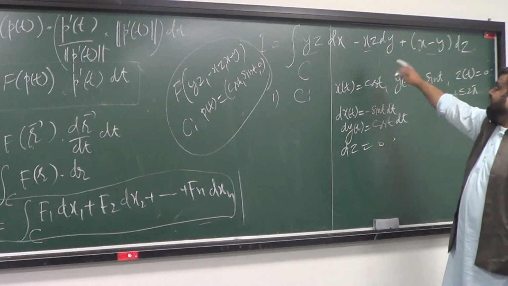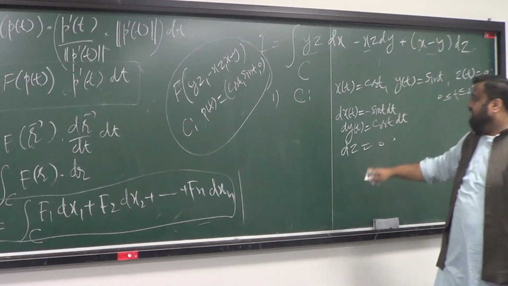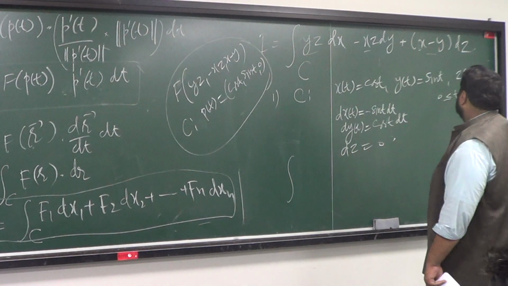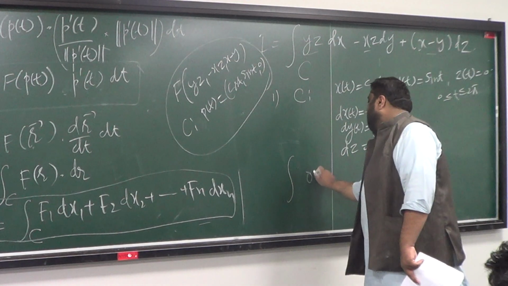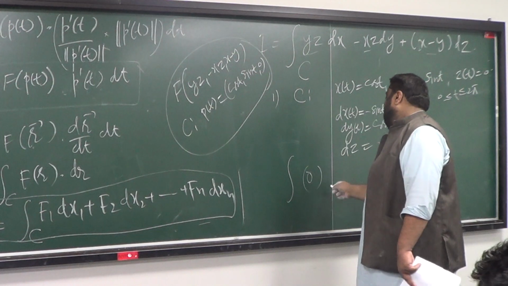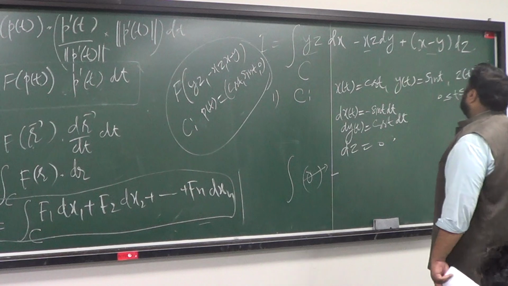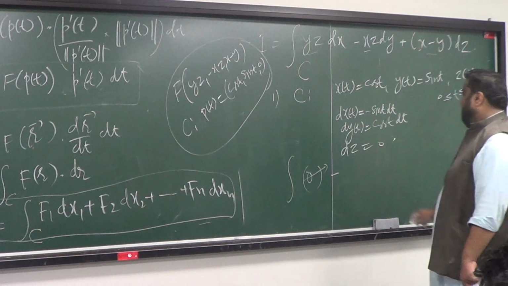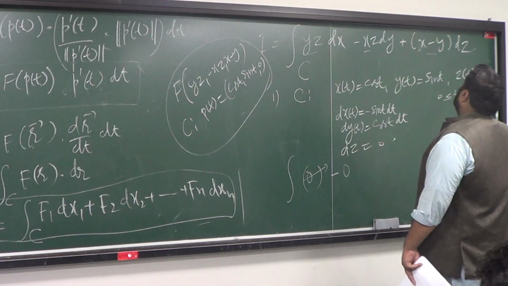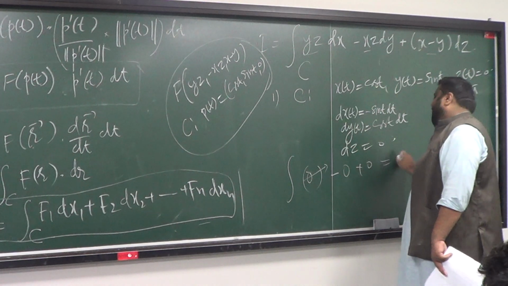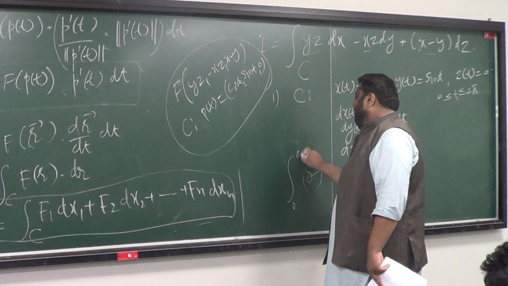And substitute x, y, z in terms of the curve. So y, z will become what? The first term would be 0, I don't need to write it, minus xz would be 0, and (x minus y) dz would be 0, so everything is 0 from here.